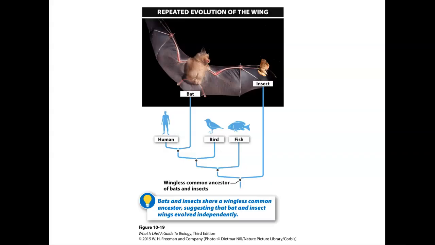As the evolutionary tree we just looked at back in figure 10.19 makes clear, insect wings and bat wings evolved independently. That's an adaptation that arises because of their environment, and it arises on more than one occasion.